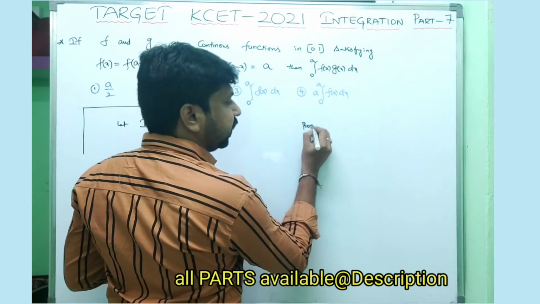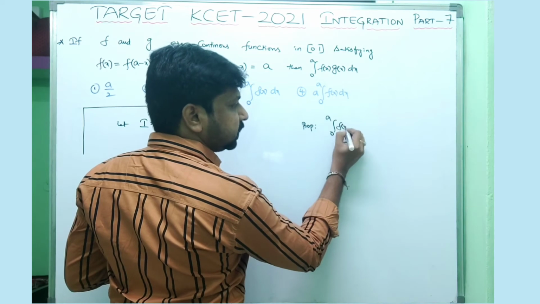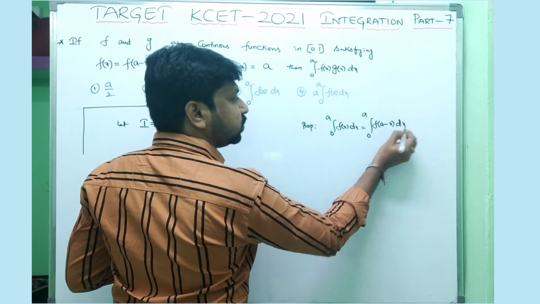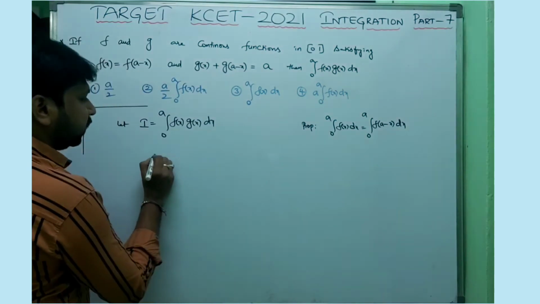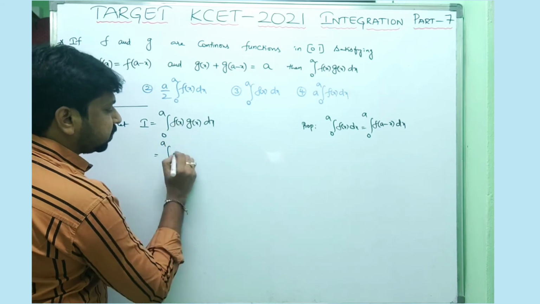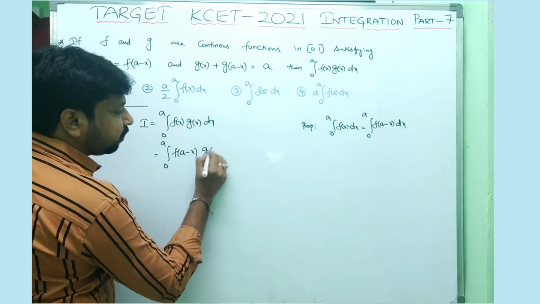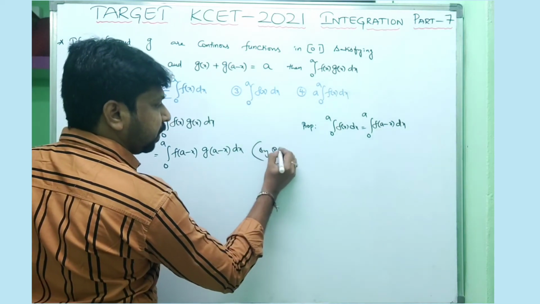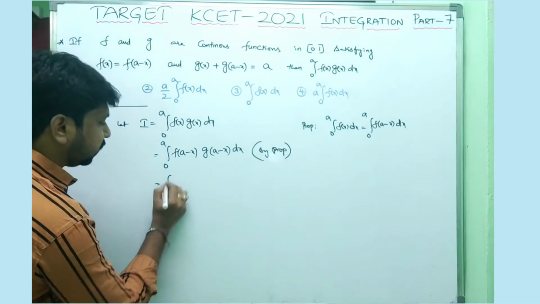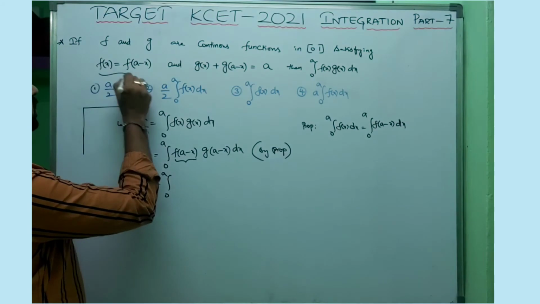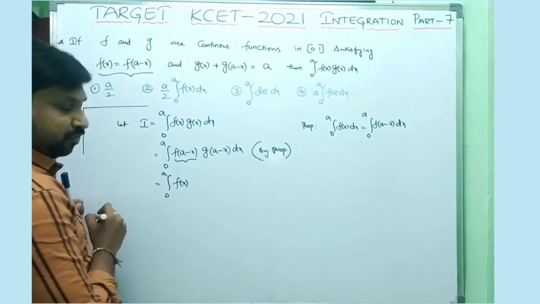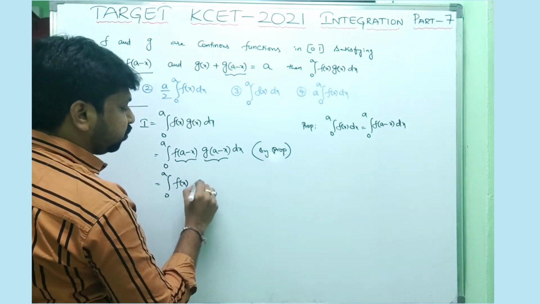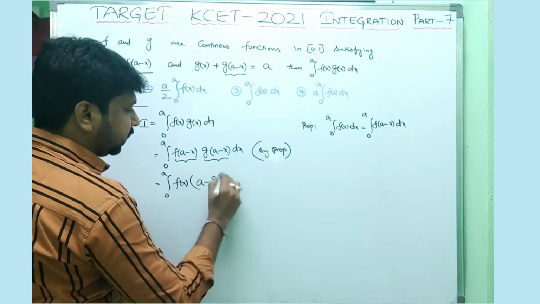So what is the property friends? Integral 0 to a f of x dx is equal to integral 0 to a f of a minus x dx. So wherever x is there, substitute upper limit minus x. Then this will become integral 0 to a, x becomes a minus x, f of a minus x into g of a minus x dx, by property. And now you know the results: f of a minus x is f of x according to the given information, and g of a minus x is a minus g of x, and you need to keep it in brackets, dx.